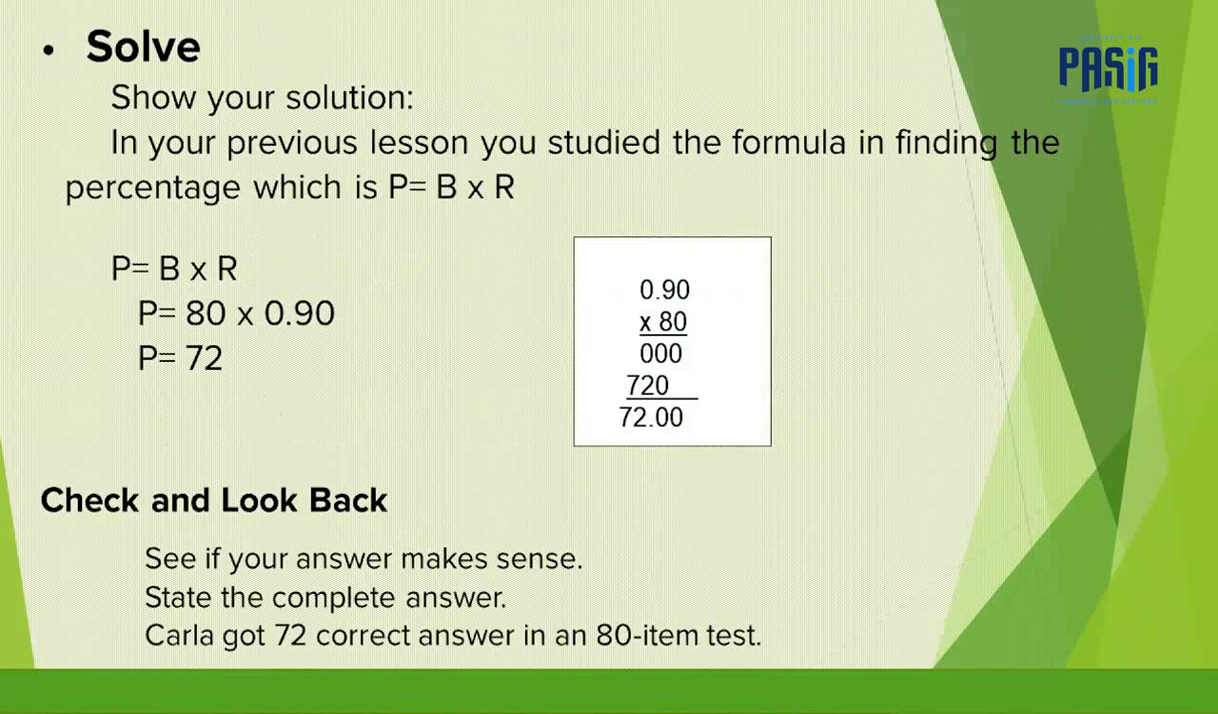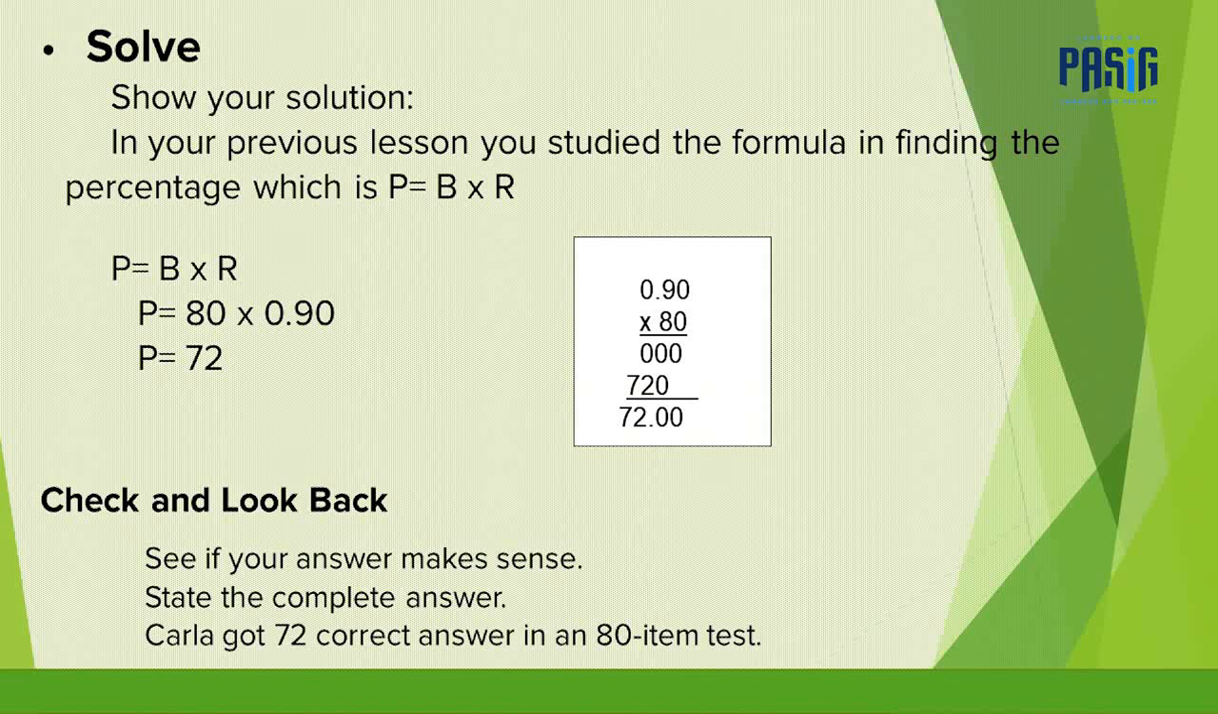After planning, you have to solve. Show your solution. In your previous lesson, you studied the formula in finding the percentage, which is P equals B multiplied by R, wherein P is the percentage, B is the base, and R is the rate. We know that our base is 80 and our rate is 90%. So therefore, kids, P equals 80 multiplied by 90 hundredths. So 90 hundredths multiplied by 80 is equal to 72. So therefore, the answer is 72.